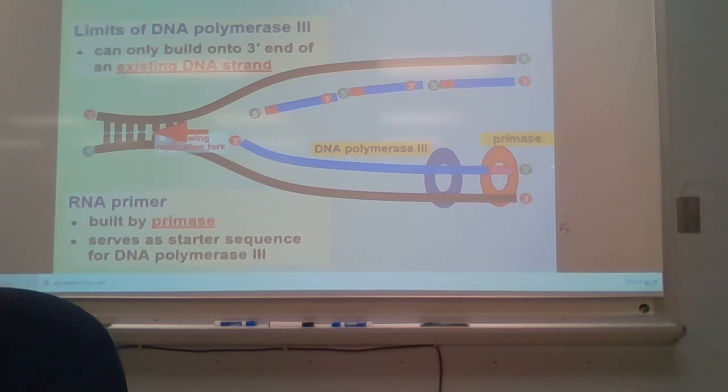On my leading strand, I only have to do that once, and then DNA polymerase can keep on adding on to that 3' end as more and more DNA becomes available. If I'm on the lagging strand, I have to start over multiple times. When I start copying here, primase lays down some RNA, and then DNA polymerase takes over. As more DNA opens up, primase has to start again, and more DNA gets added. So I end up with these fragments here.